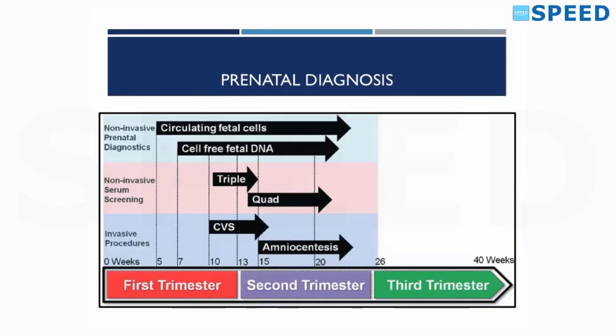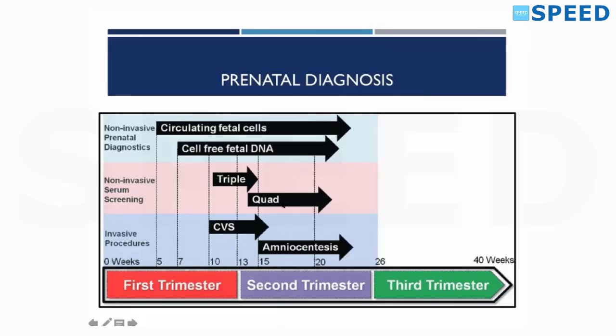When it comes to invasive procedures, you are expected to know which invasive procedures are done for the diagnosis of a neonate or fetus with chromosomal abnormalities. One is CVS, that is chorionic villus sampling, and the other is amniocentesis. Remember, chorionic villus sampling is typically done between 10 to 12 weeks of intrauterine life, whereas amniocentesis is done between 15 to 20 weeks. So this is what you will have to remember pertaining to prenatal diagnosis.